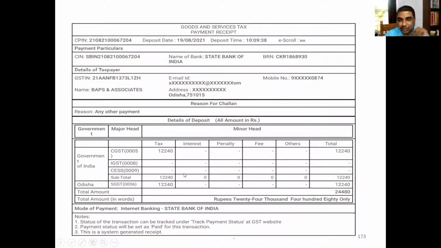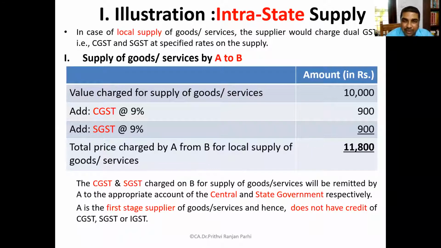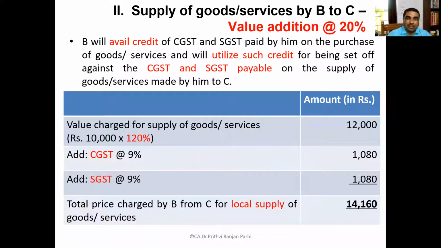IGST is not deposited here. This money goes to different accounts: CGST is one account, SGST is another account. So when a local supplier collects CGST and SGST, he deposits both amounts under different headings. I think up to this it is clear. You have understood how it is collected. Now, in the first example we have seen A to B, that means A has supplied, and B has purchased and received those goods or services.